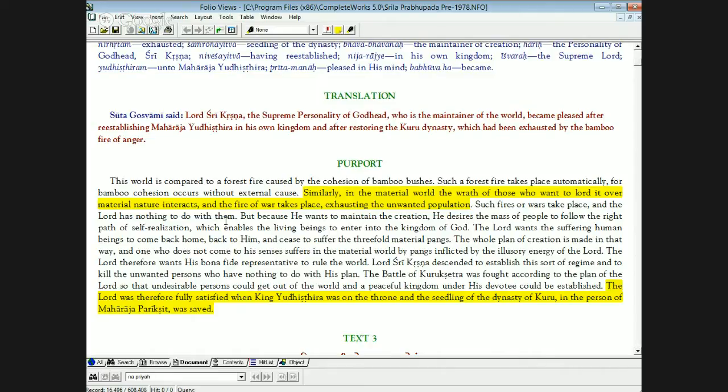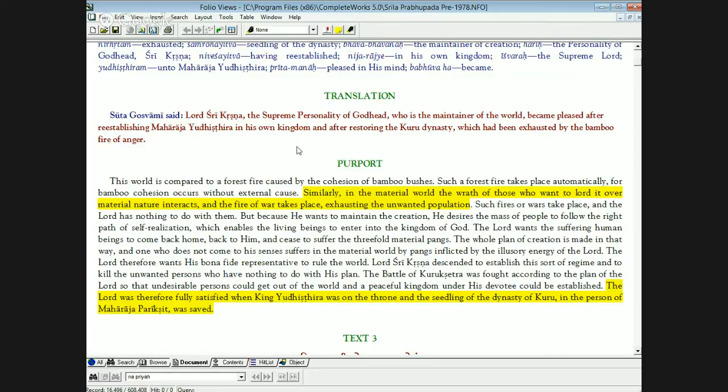Lord Shri Krishna descended to establish this sort of regime and to kill the unwanted persons who have nothing to do with his plan. The battle of Kurukshetra was fought according to the plan of the Lord, so that the undesirable persons could get out of the world and a peaceful kingdom under his devotees could be established. The Lord was therefore fully satisfied when King Yudhishthira was on the throne and the seedling of the dynasty of Kuru, in the person of Maharaj Parikshit, was saved.